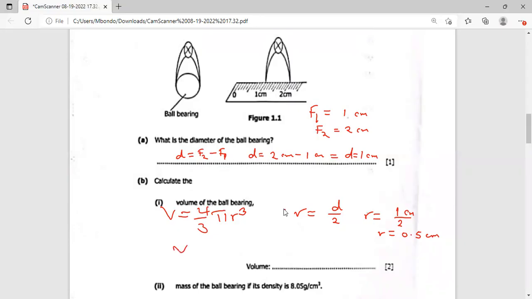So when we have to substitute, we find V equal to 4/3, then the pi, you can take it as 22/7, or you can take it as 3.142, multiplied by 0.5 to the power 3. Now, as you do the calculations, for those who have problems with solving fractions, you need to make this one a fraction and also this one a fraction. Multiply the numerator separately, and also you multiply the denominator separately. The answers you get, you divide them.